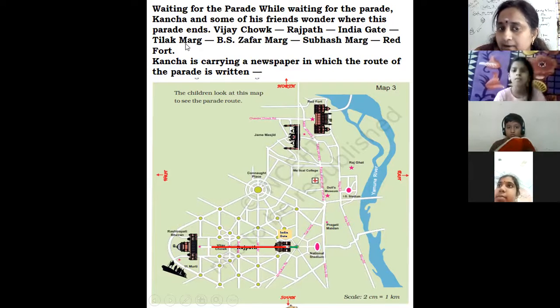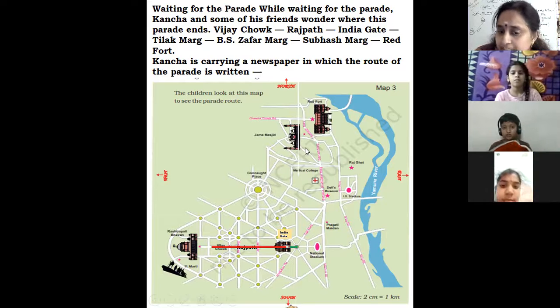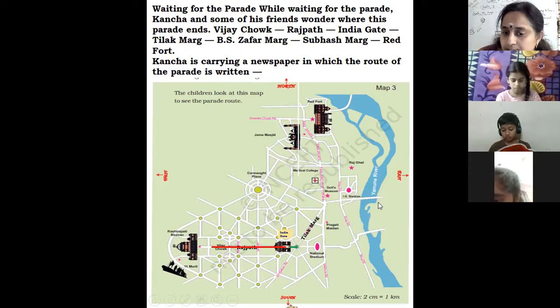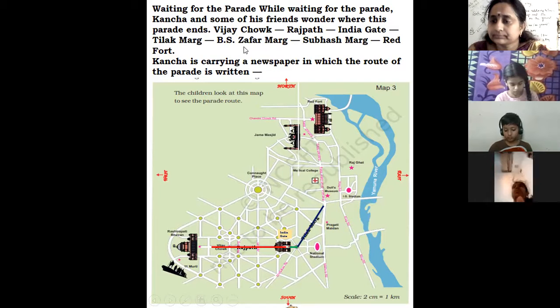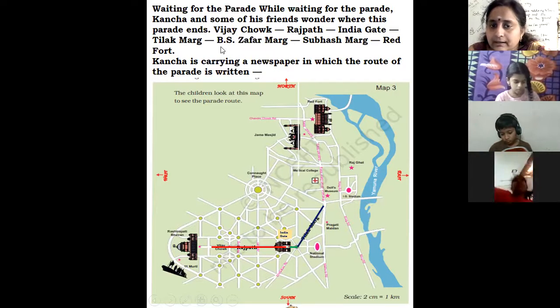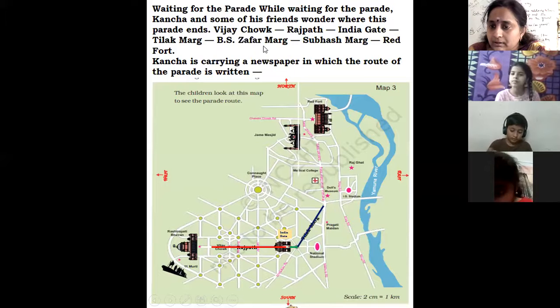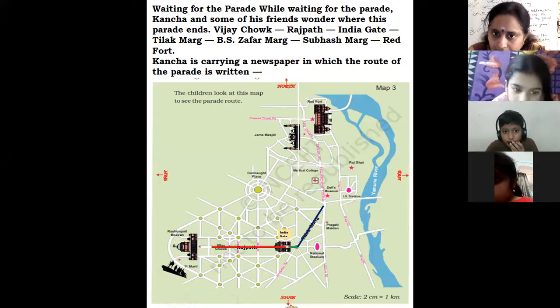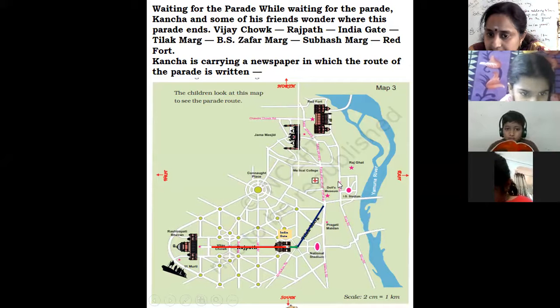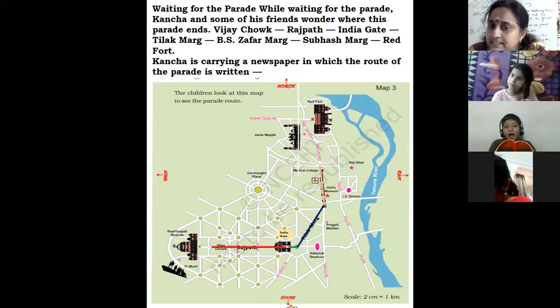Next, what is the next way? Tilak Marg. Where is Tilak Marg? You can observe this. See, Tilak Marg it is, the way I showed with the blue color line. After Tilak Marg, what do you have? BS Jafar Marg. Where is it? See here. This is the way, BS Jafar Marg.